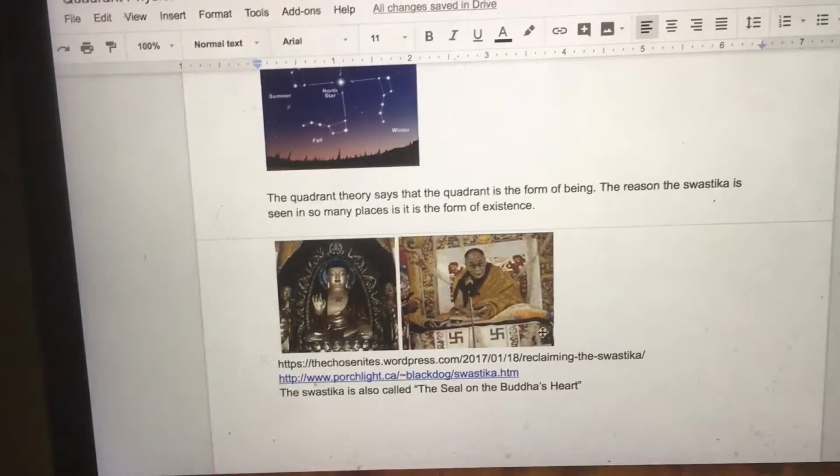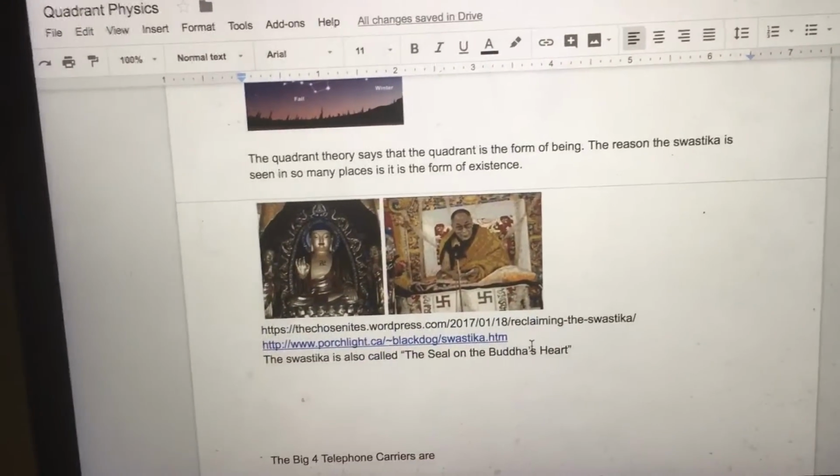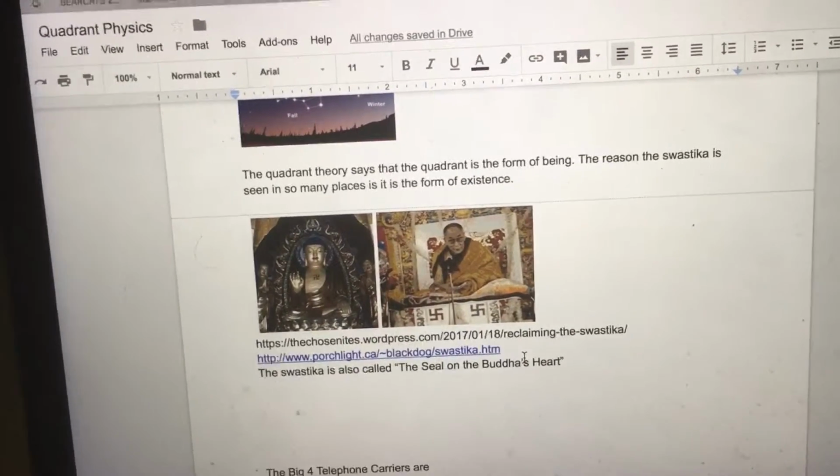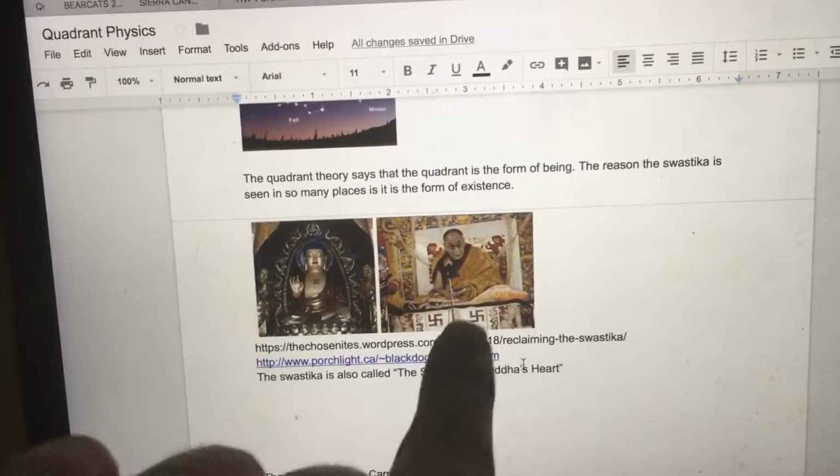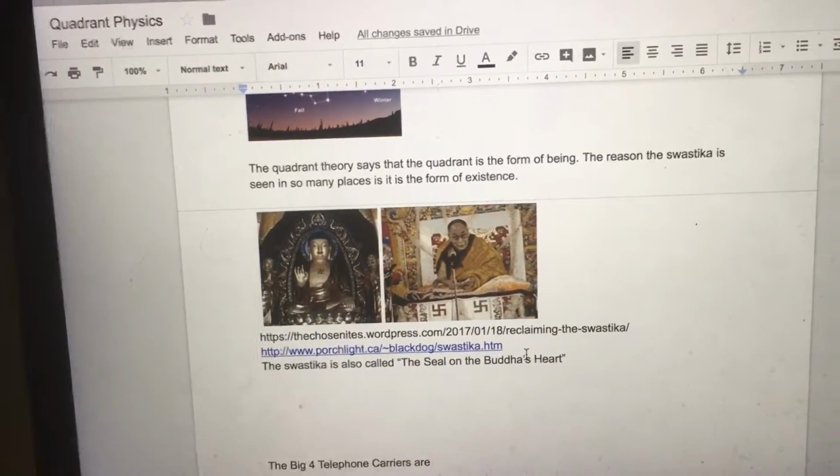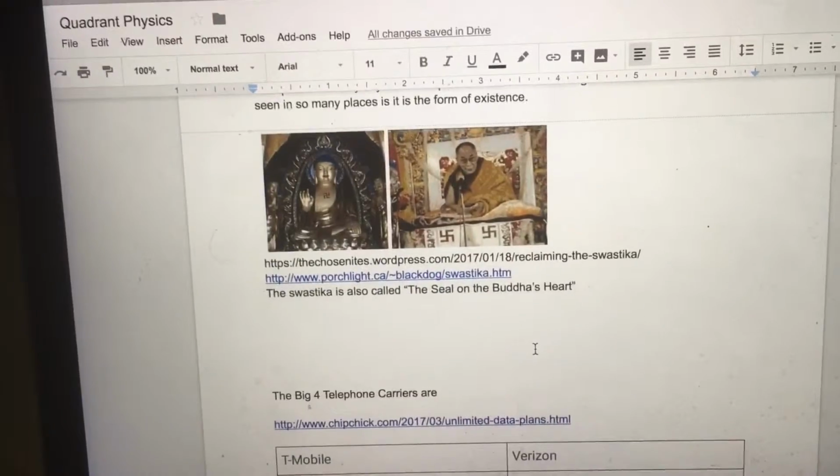The quadrant theory says that the quadrant is a form of being. The reason the swastika is seen in so many places is it is a form of existence. Here's the Dalai Lama with some swastikas. Swastika is also called the seal of the Buddha's heart. Here's the swastika on the Buddha's heart.